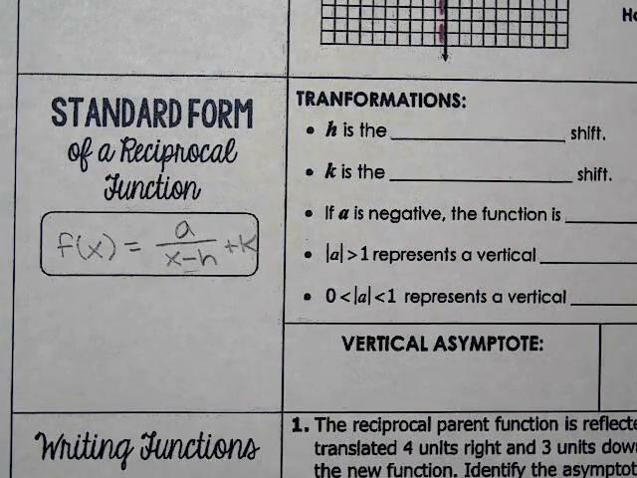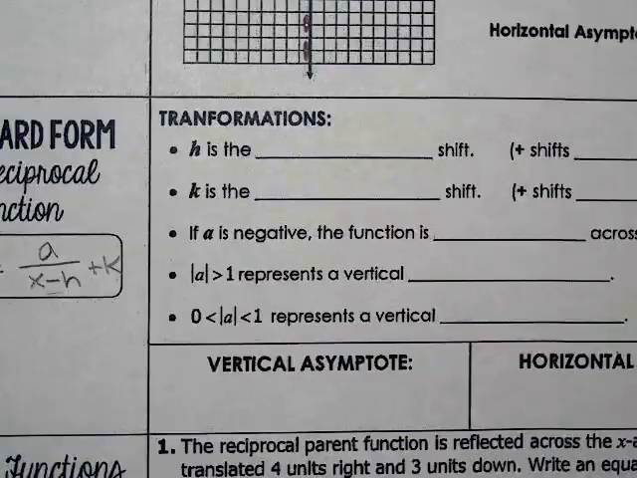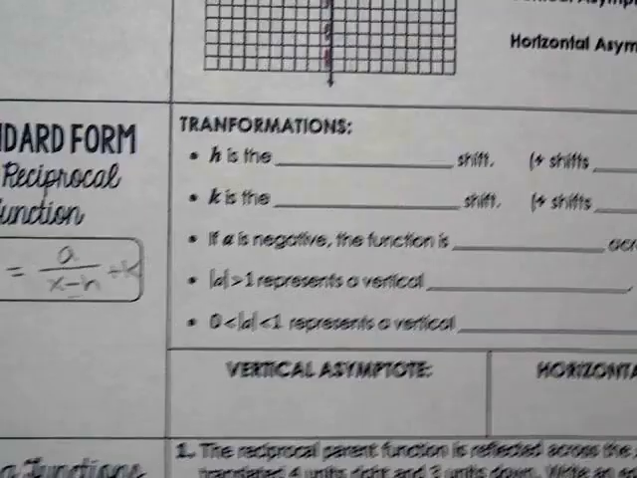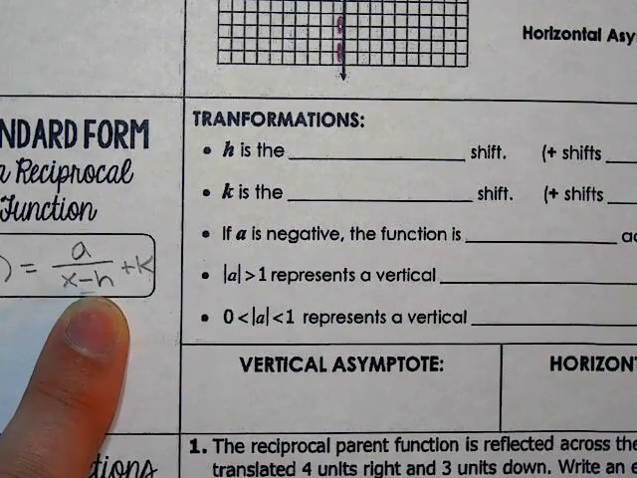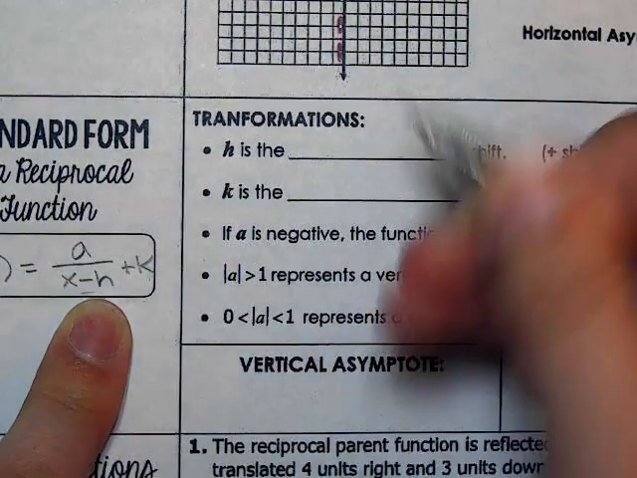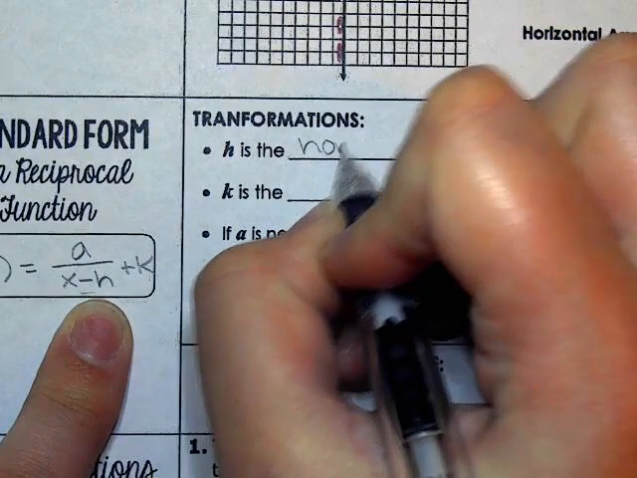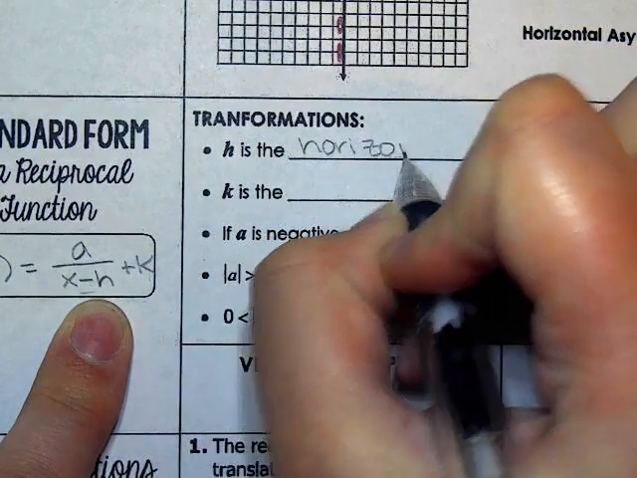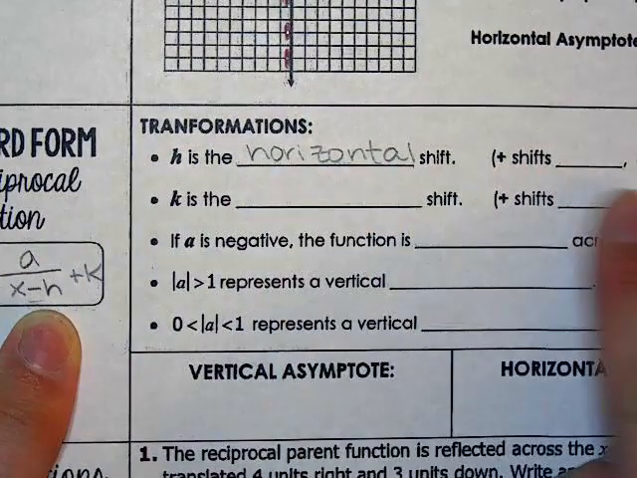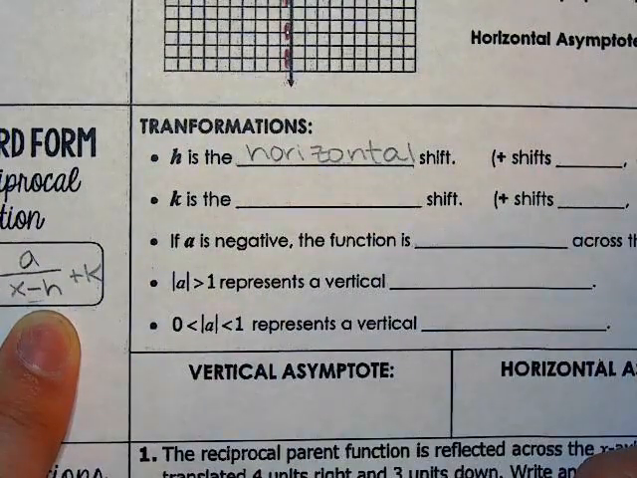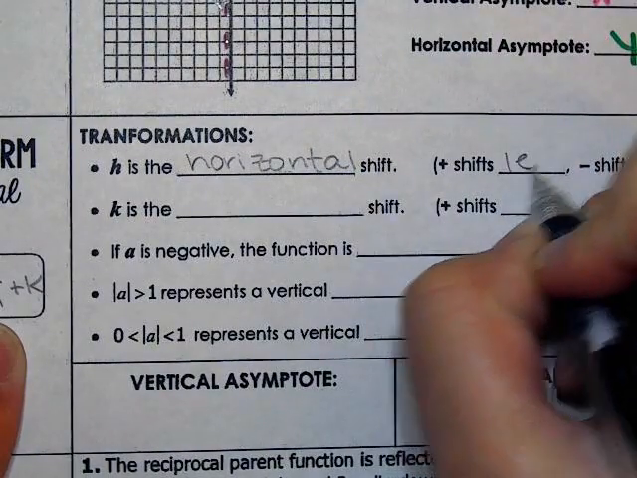All right. So H is what type of shift? Yeah, it's horizontal. So it's right or left. And then what is special about the horizontal shift? Yeah, positive is left and negative is right. So it's the opposite of what you would think.